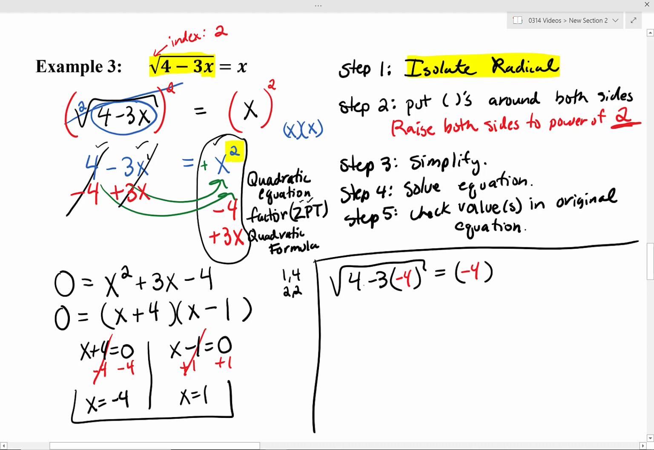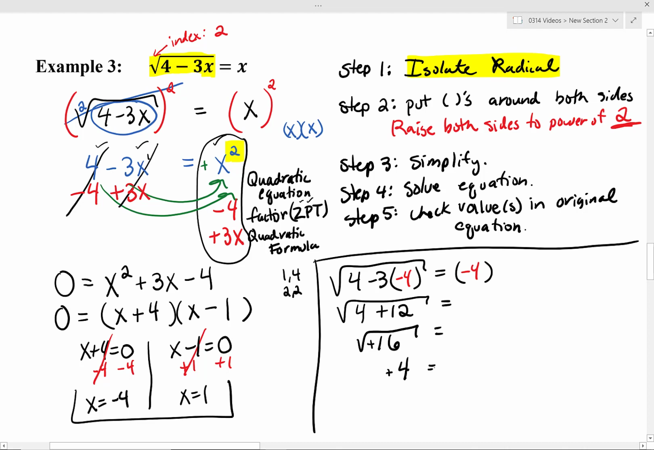We have to do everything underneath the square root first. We're going to use order of operations. So that's -3 times -4. We have to do our multiplication underneath first, so that would be a +12. Then our order of operations says we would add 4 plus 12, which gives me 16. And the square root of 16 we know is a +4. We're always using that principal square root. The square root of a positive number is always going to give us something positive.